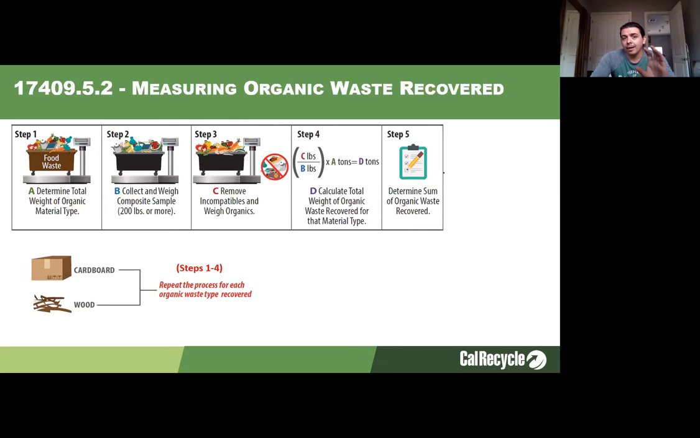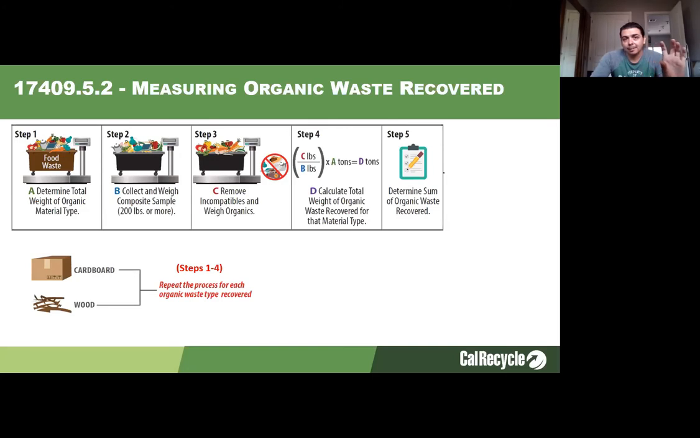So when you divide your sample weight without incompatibles by your total sample weight, that gives you a ratio of how much organic waste is actually in that sample. And we take that ratio and we multiply it by the total weight of material leaving the facility that day for that waste type. And that's going to tell us exactly how much organic waste is being recovered from that material type. So of that amount that's leaving the facility for further processing and use or recovery, how much of that is actually organic? And that's what's getting reported.